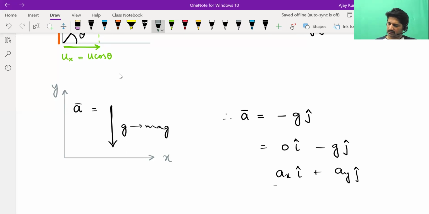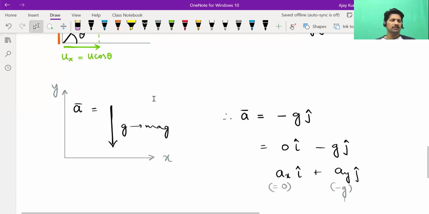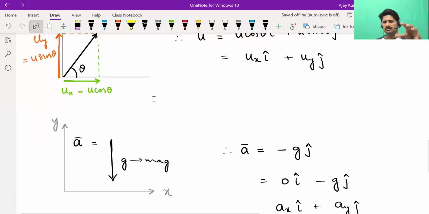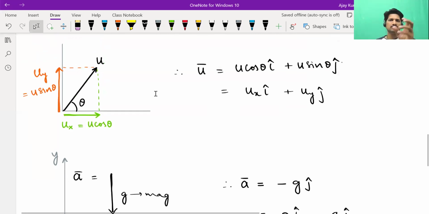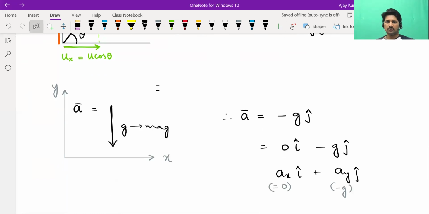Okay, I'll write it here. Ax is 0. Ay is minus g, J cap. Why we do this is so that we clearly know the x components and y components. Now see whether you are asked to do this or not.